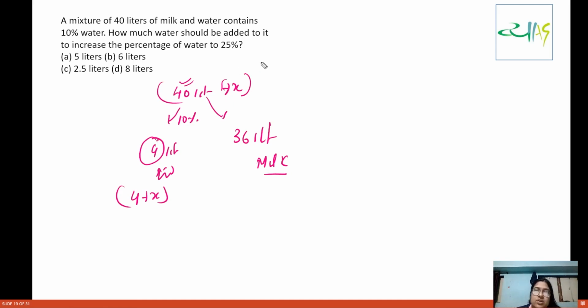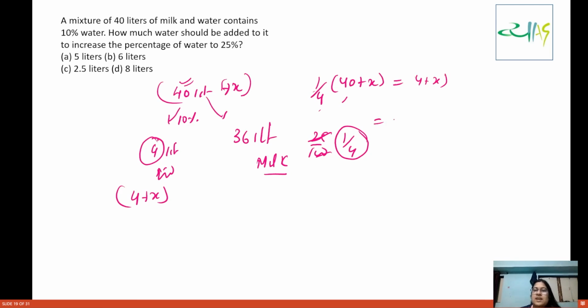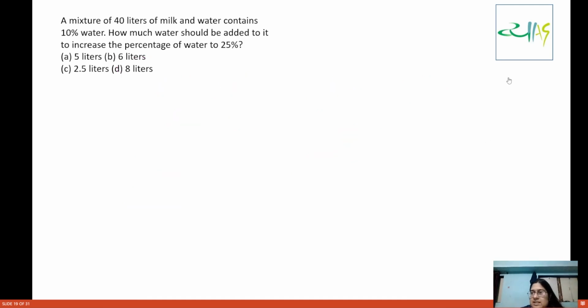So fine, we will do it 25%. So 1 by 4 of 40 plus x is equal to how much? 25% is what? 1 by 4. 25 by 100 is 1 by 4. So I wrote it directly. So 1 by 4 into 40 plus x is equal to how much? 4 plus x. Obviously, now you get 8 liters from here. I hope you understood this concept. Okay, this was very simple.